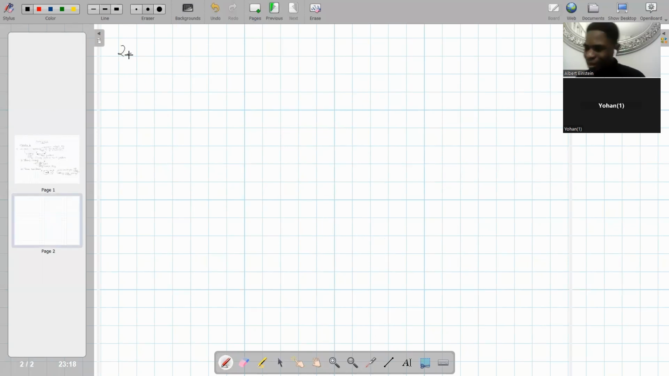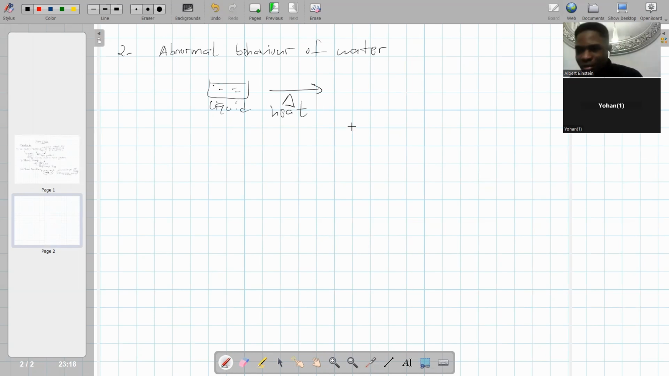Which type? Okay, I will tell you. So the abnormal behavior of water. The point here is, you tell me, if you take a liquid and you heat a liquid, what happens to the volume? If you heat water in a pot, what will happen to the volume?